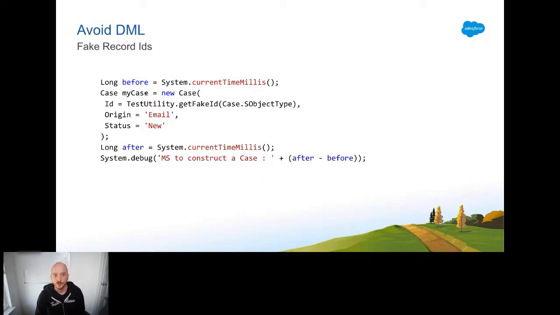And when you do this, here we're calculating the timestamp before, calculating the timestamp after. How long does it take for us to construct a case? 2 milliseconds. And this 2 milliseconds is going to be constant. It's not going to depend upon any future automation that we introduce within the org. Now, even if we were guaranteed that 197 milliseconds would never go up, we're still 2 orders of magnitude faster by avoiding DML and just constructing our record IDs in memory.